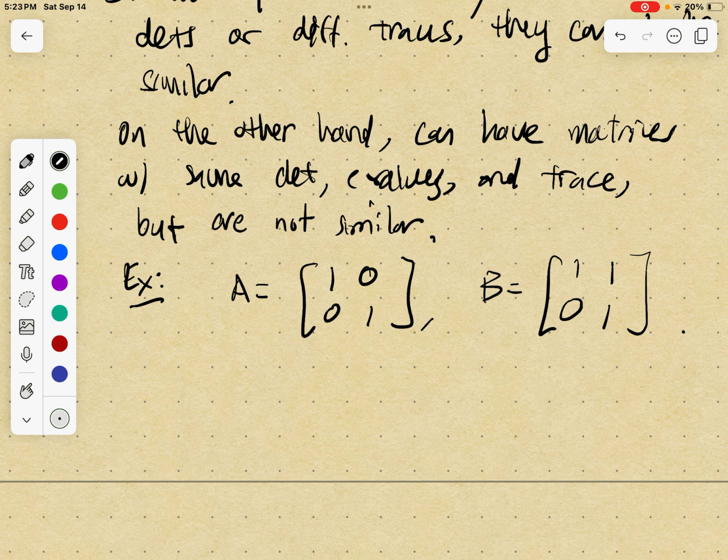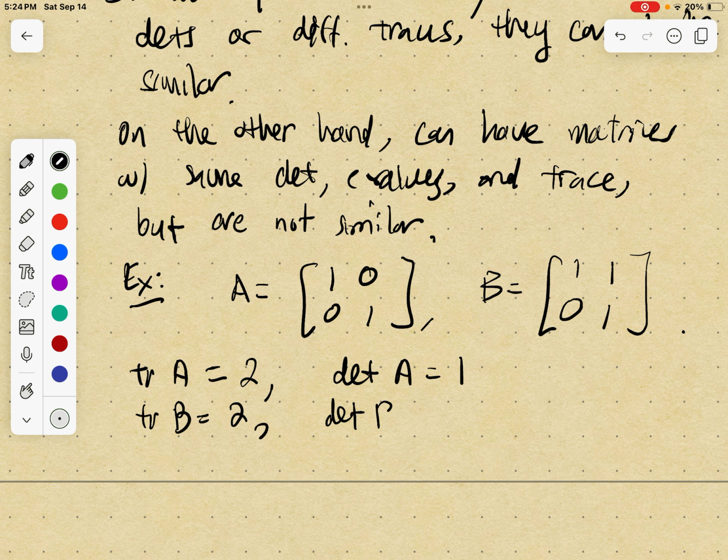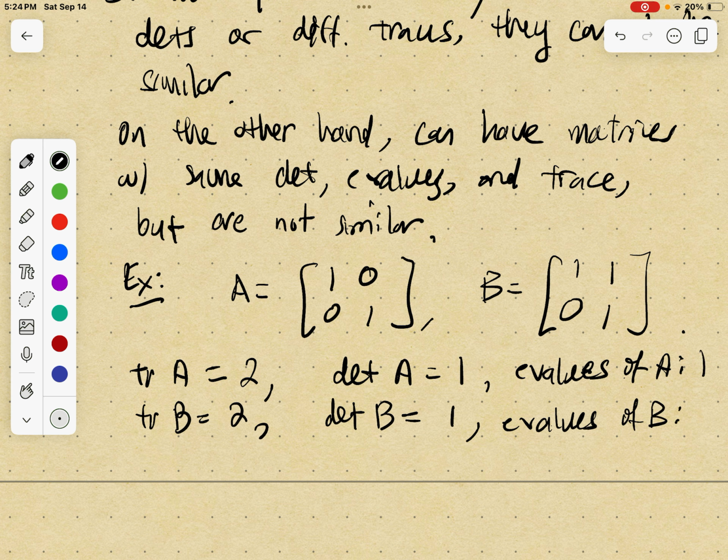So what's the trace of A? The trace of A is 2, right? The trace of B is 2. The determinant of A is 1. The determinant of B is 1. And the eigenvalues of A are just 1 with multiplicity 2. And the eigenvalues of B are also just 1 with multiplicity 2.